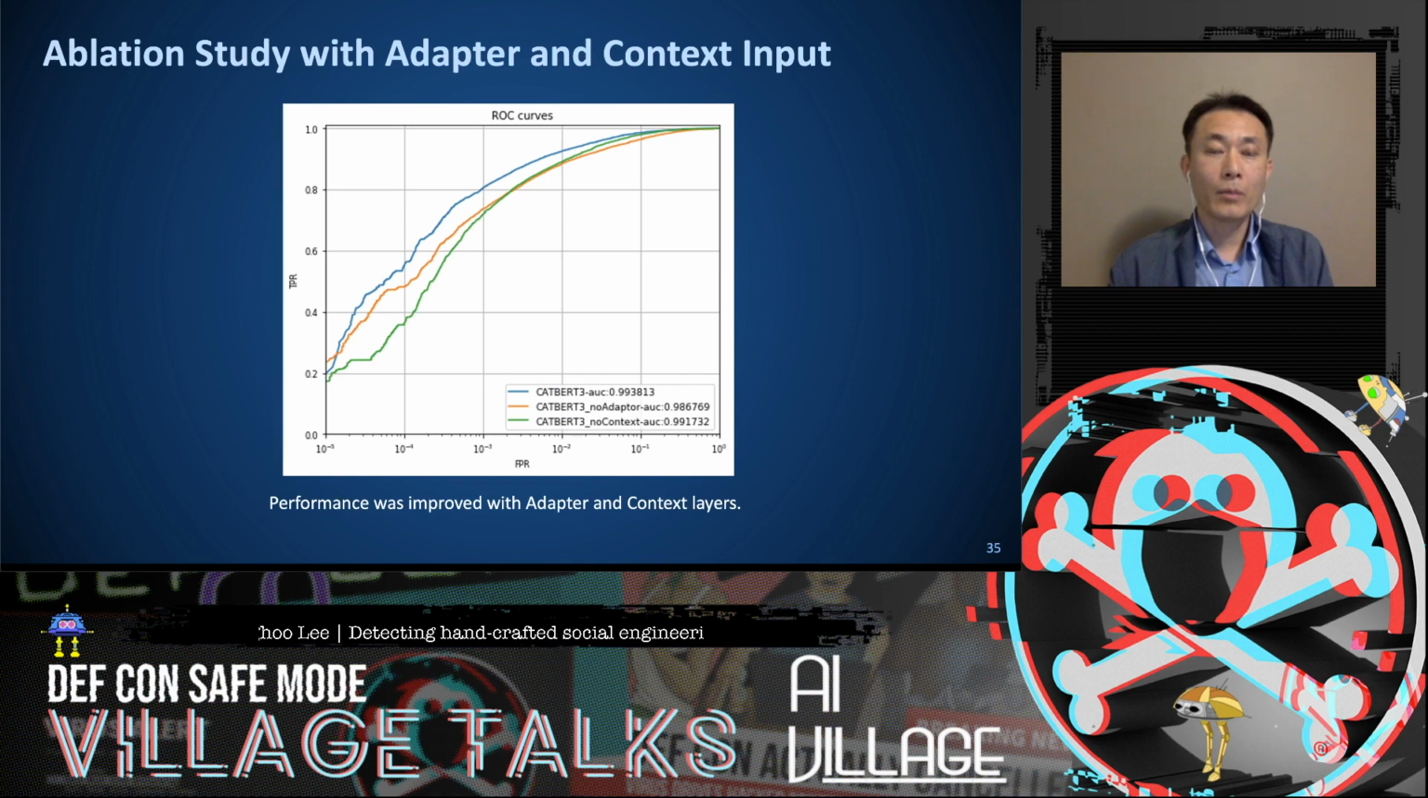Next, we compare the performance when we remove adapters and the context input related layers. The top one is chatbot, and the second orange one is when we removed adapters, and the bottom one is when context input was removed from the chatbot. We can see significant performance drop when we remove either adapter or context input, which demonstrates we can improve performance by using additional adapters and context-related layers.